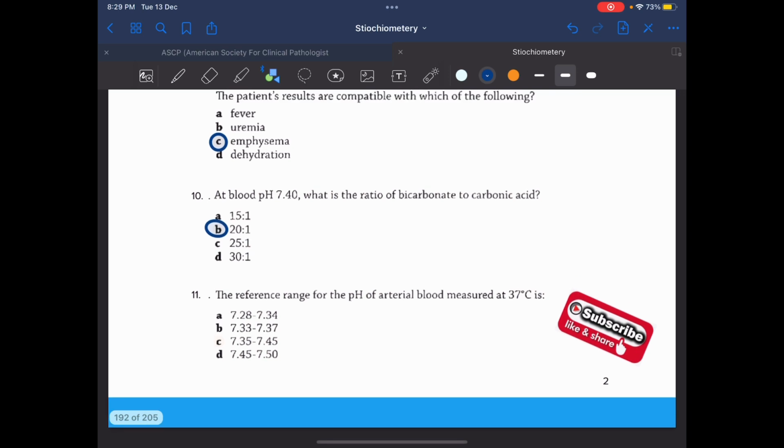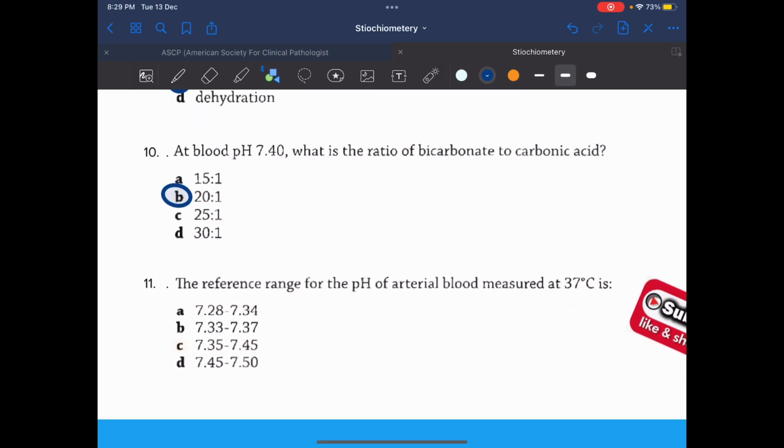Question number 11. The reference range for pH of arterial blood measured at 37 degrees centigrade is 7.28 to 7.34, 7.33 to 7.37, 7.35 to 7.45, or 7.45 to 7.50. The correct answer is C, 7.35 to 7.45.